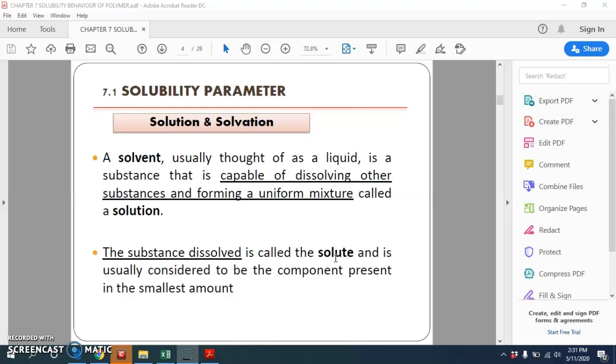A solvent, usually thought of as a liquid, is a substance that is capable of dissolving other substances and forming a uniform mixture called a solution. The substance dissolved is called the solute, that is, the substance together with the solvent, and it is usually considered to be the component present in the smallest amount.